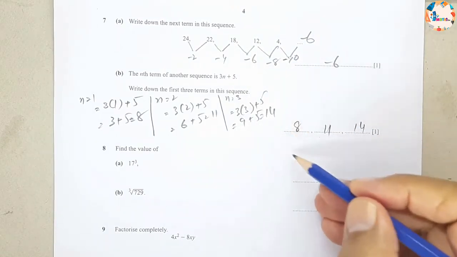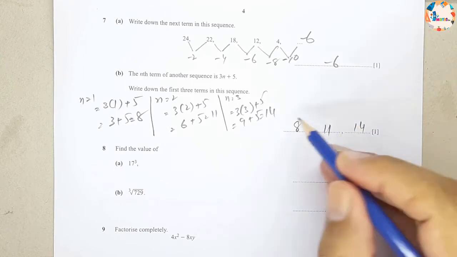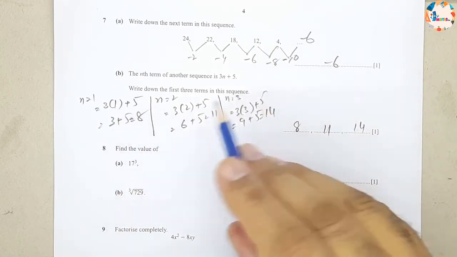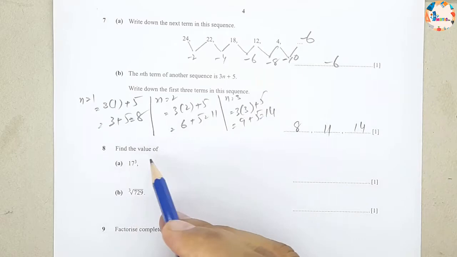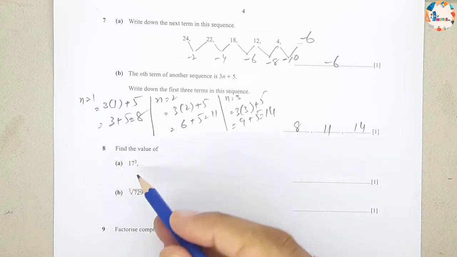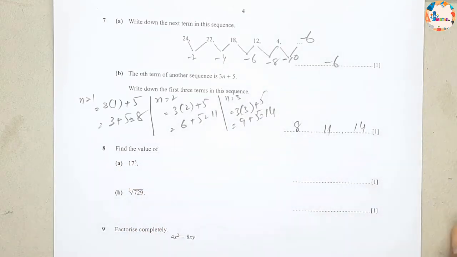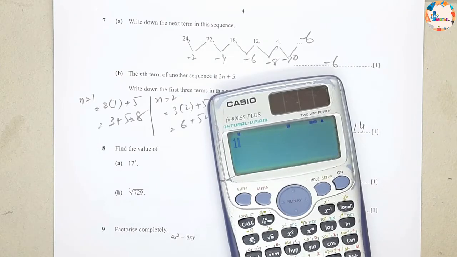Directly you can also write the answer, because it's only a 1 mark question, but I have explained the process so that you can understand the process. Question number 8, find the value of 17 raised to power 3. We can use a calculator, only a 1 mark question.